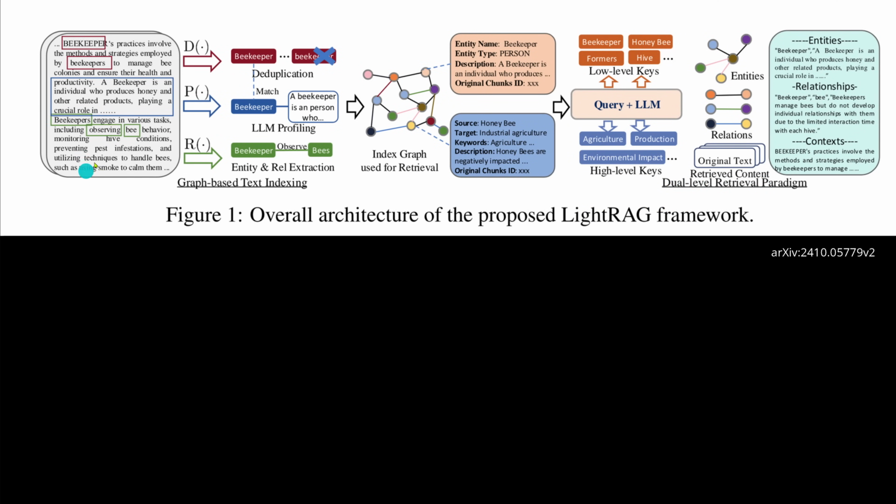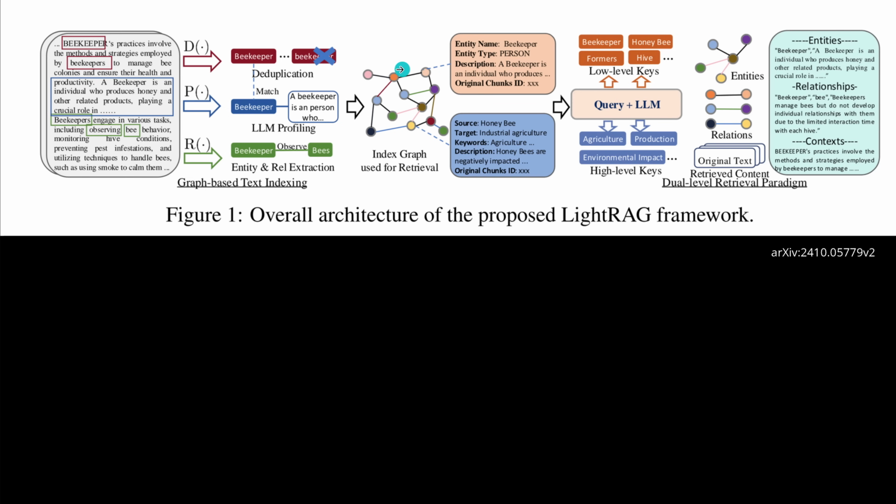We have our human-readable text in your text database or whatever. And here's an example by them. They have beekeepers, and they explain a beekeeper is an individual who produces honey. And then we have other links to this beekeeper. The graph-based text indexing here is relatively simple because we have three steps: deduplication, LLM profiling of a beekeeper, a person who, yeah, great. And then the entity and relation extraction from our text. And this is simple. We have the nodes, beekeeper and bees, and observe we have a simple link entity.